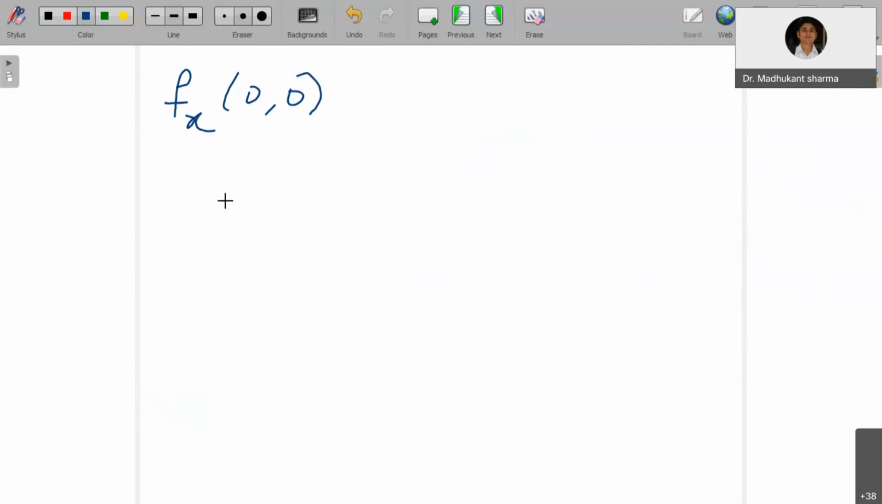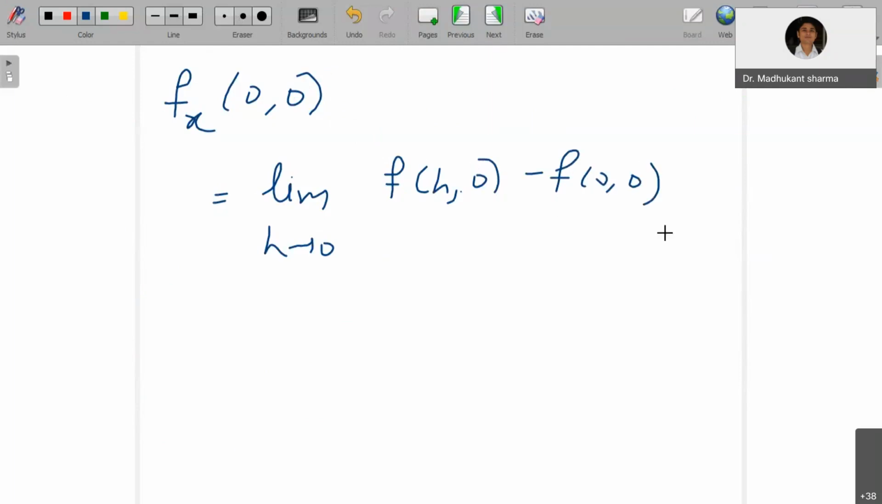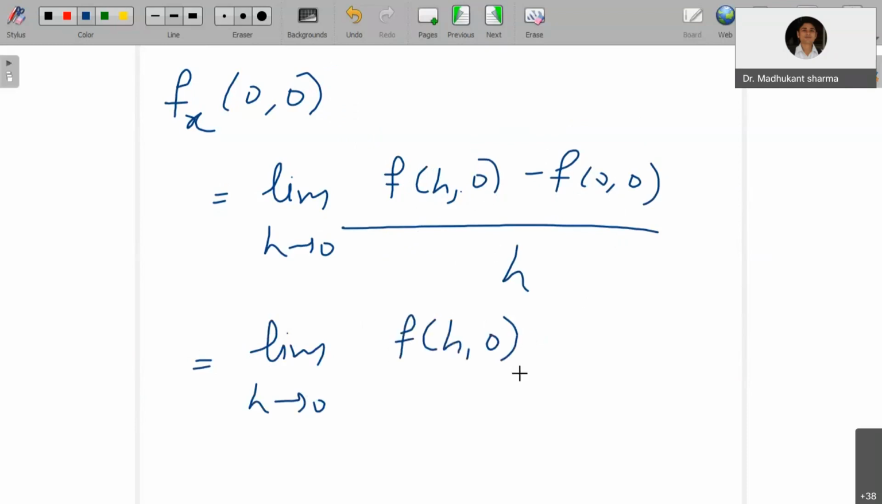If you want, I can write it as limit h tends to 0, f of (h, 0) minus f at (0, 0), divided by h. Now, (h, 0) is a non-zero point. f at (0, 0) is 0, by definition. So this is going to be limit h tends to 0, f of (h, 0) by h.